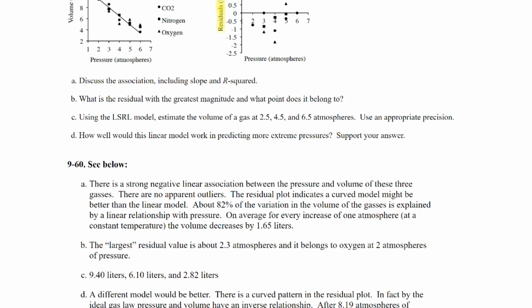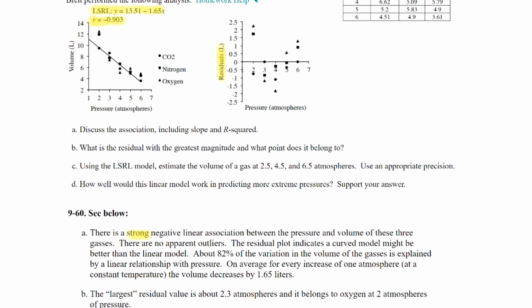So you can say it's strong because, going back up to the correlation coefficient, the R equals negative 0.903, so we know it is strong because that number is close to -1. We also know that it is negative because the R value is negative, and also not only is the R value negative, your slope is negative as well. So both of those reasons we know it is negative. So we got a strong negative linear association.